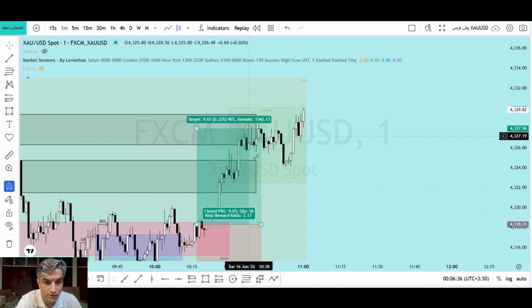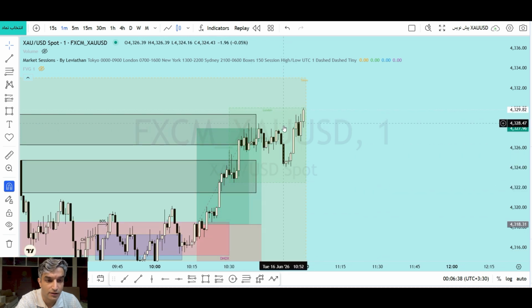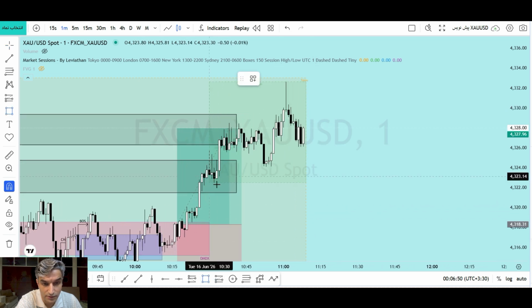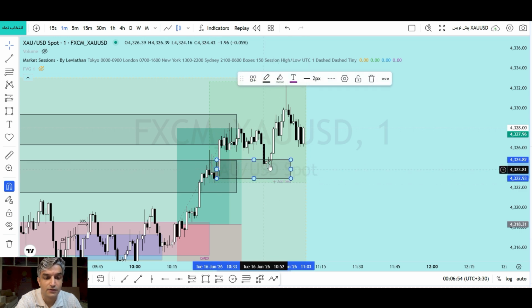As you see, there is a QMR and you should be a little careful, but price breaks it and goes up, because there is an unmitigated block and some buyers enter the market in this area.